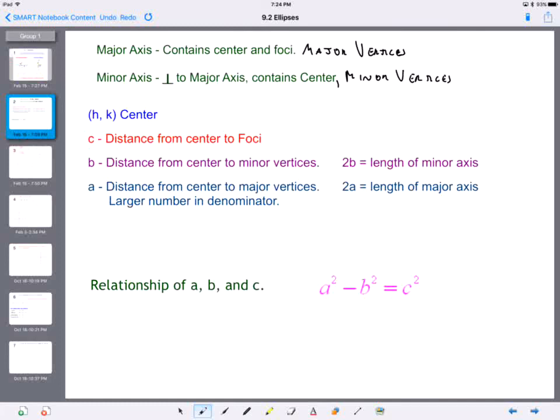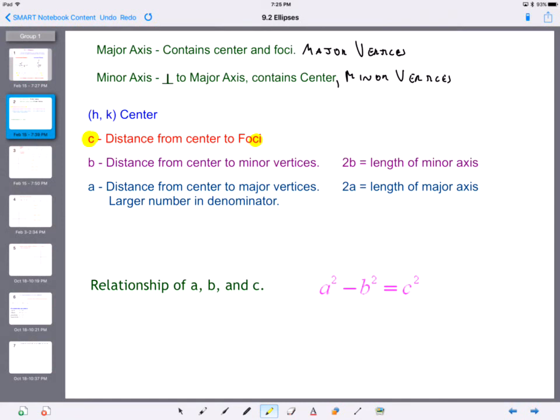The center is HK, just like the circle. C, as we talked about, is the distance from the center to the foci. Ways to remember, students have told me this: C has foci in it, or foci has the letter C in it, so that the distance is the same.